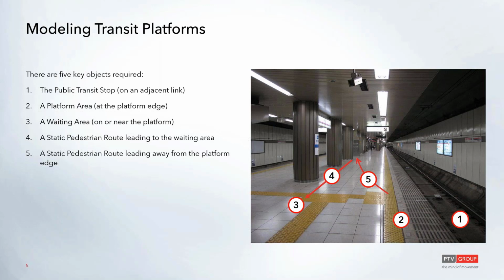And then you need two sets of routes. You need some routes leading in from external areas to the waiting area, where the waiting area is the destination of those routes. And then you need a static route leading away from the platform edge, where passengers that are alighting will pick up a route to know where to go afterwards.